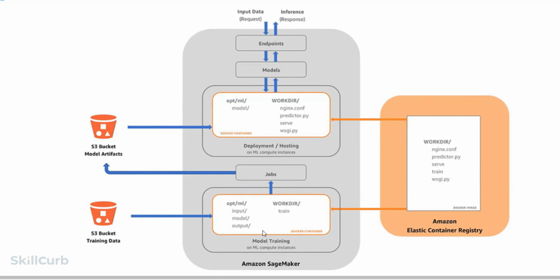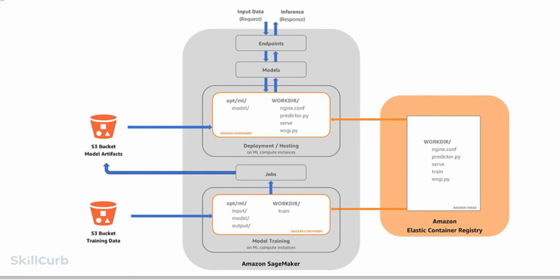This all is done on an ML compute instance, which depends on the type of machine learning project you are working on. Once the training job is executed, the model artifact is stored in the provided output location in the S3 bucket. Now the next part is to deploy the model, which we are doing right now. Once the model is deployed, it is available to perform predictions and the endpoints are also created. Now it is the endpoint using which the data can be input and the predicted results can be output.